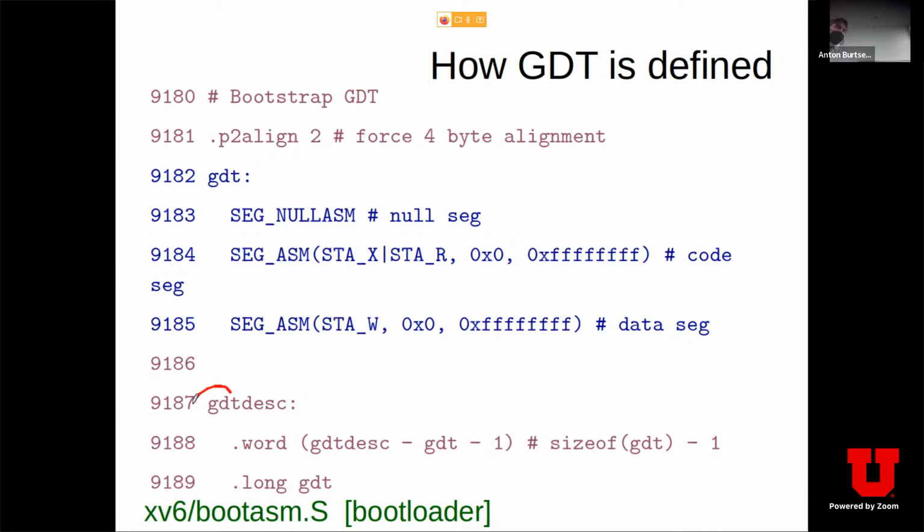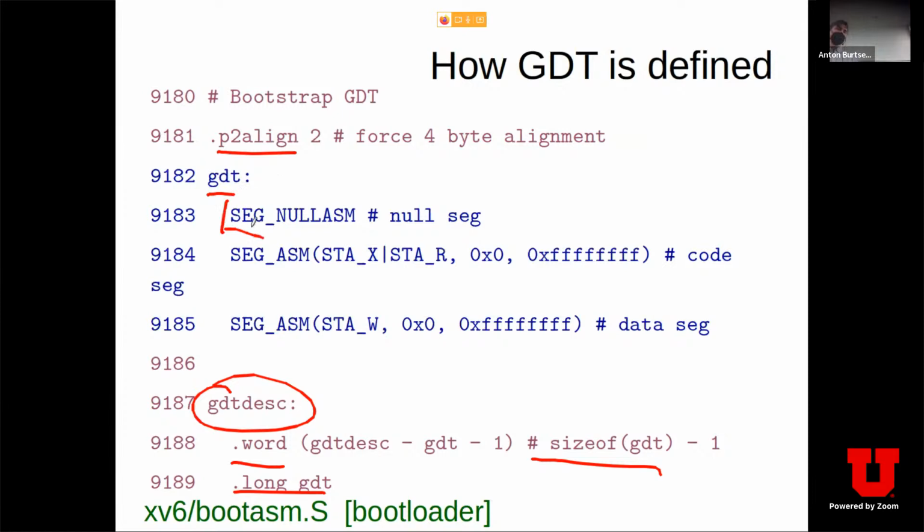So this GDT descriptor is defined by the CPU. It says, okay, there will be a word which essentially says the size of the GDT, and then the GDT pointer itself, right? So it's like two things, like a struct in C, but you do that in assembly. And so you say, look, I will force a 4-byte alignment here. I will define the GDT.